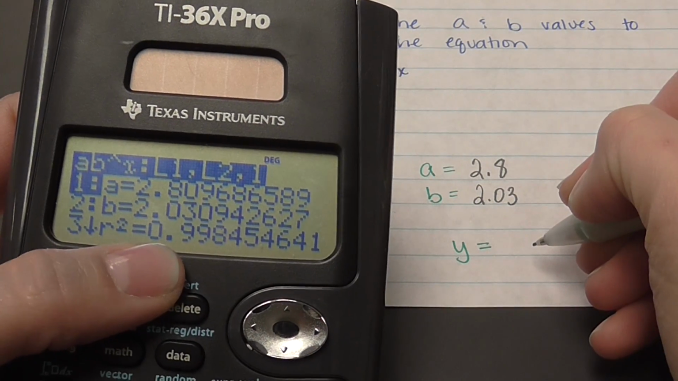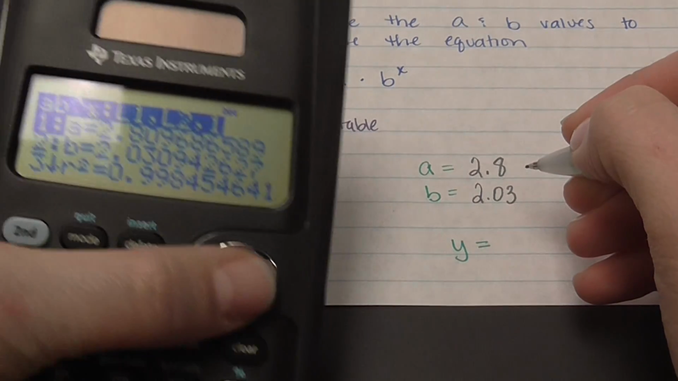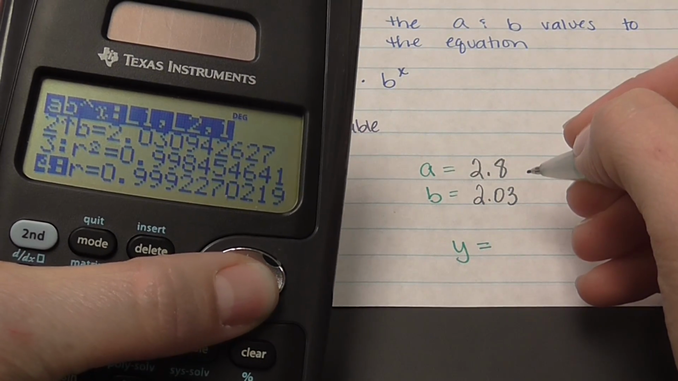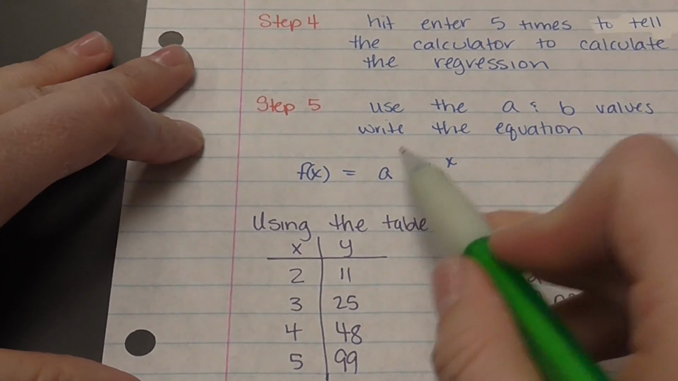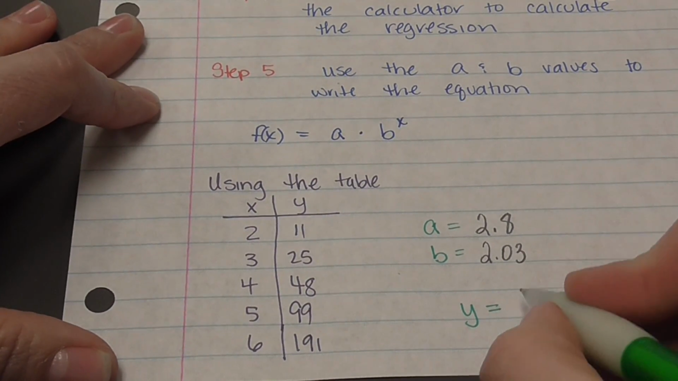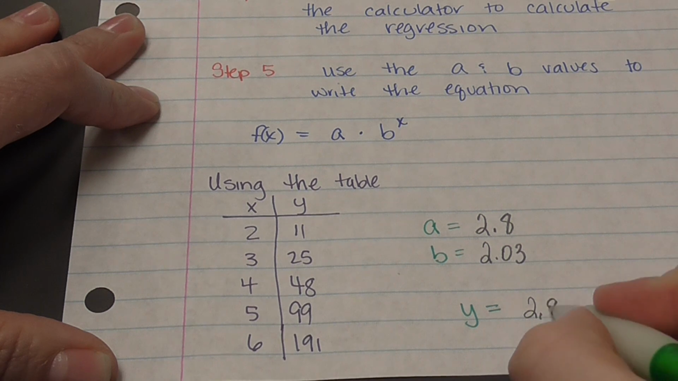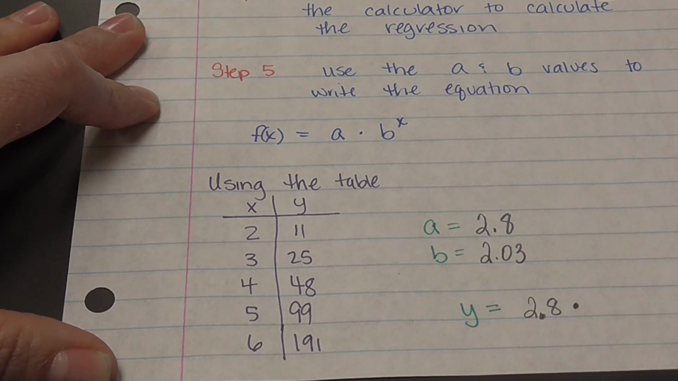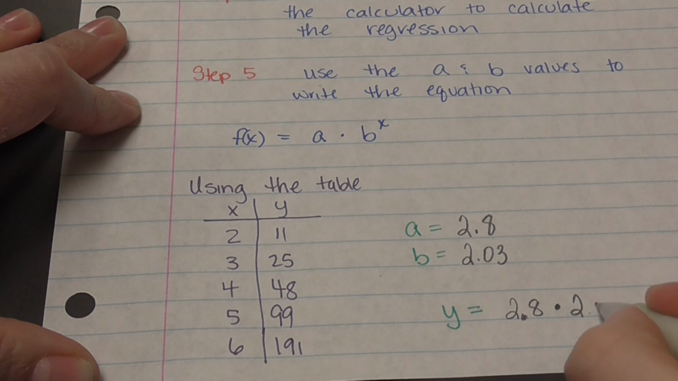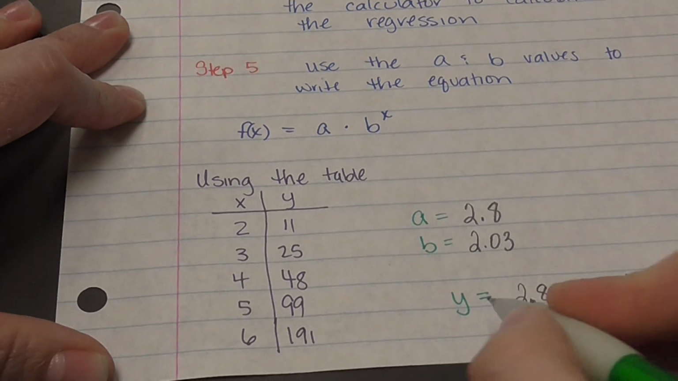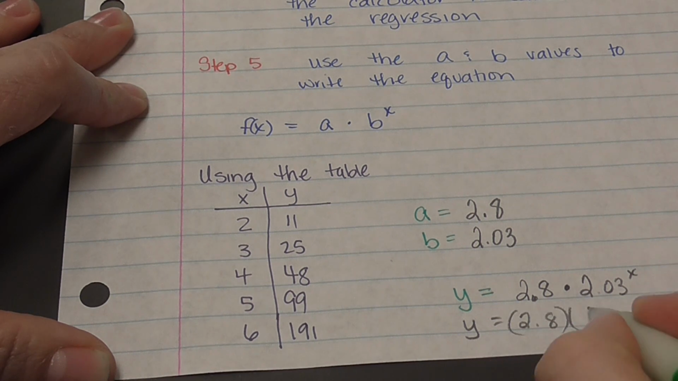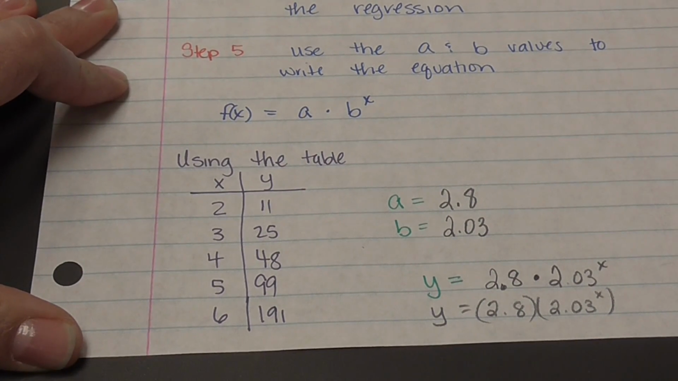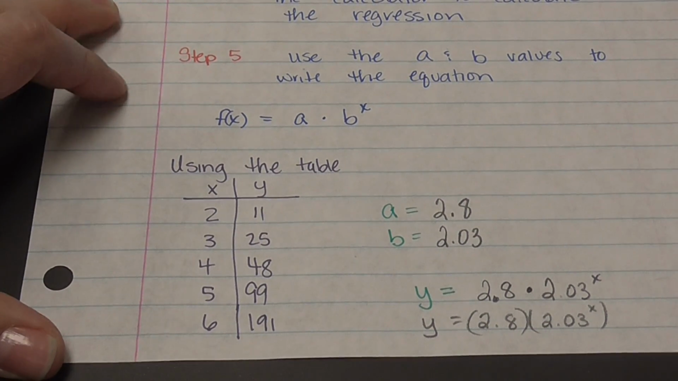And so that means that y equals... I don't need these R values except to tell me that I'm really close, I'm on point as far as what the equation needs to be. So I'm going to plug these two into this equation to get my equation. The A goes first at 2.8 times, my B value is 2.03 to the x. So another way to write that would be 2.8 times 2.03 to the x power, just a different way to write the multiplication. And that's it. That's my exponential regression.